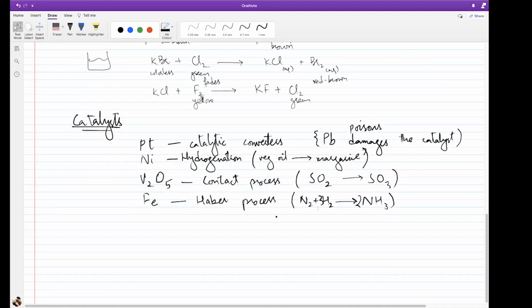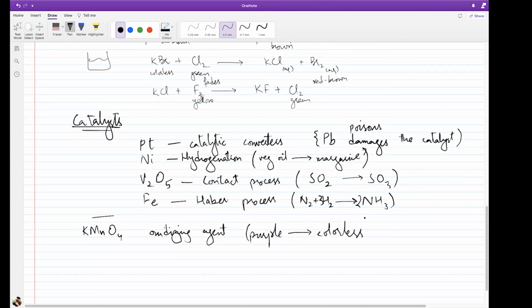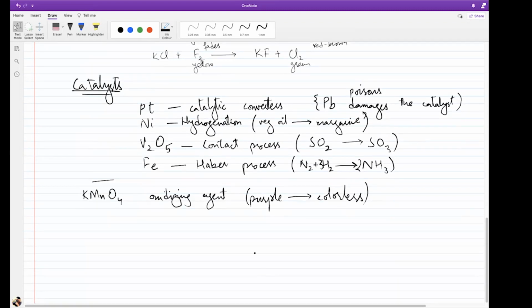For example, KMnO4. Now, this is not a catalyst, but KMnO4 is a compound of manganese that is used as an oxidizing agent. And the reason we do that is because it goes from purple to colorless when it reacts. So when it goes purple to colorless, we can use that idea and find out that, okay, a redox reaction or an oxidizing reaction has occurred. Okay. Other things you need to remember about these metals.